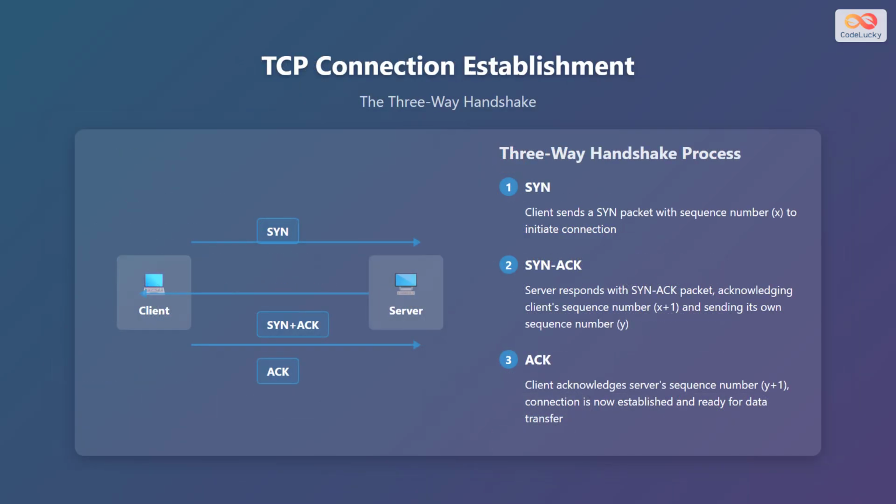Transmission Control Protocol connection establishment happens with a three-way handshake. This is how it works. First, the client sends a synchronize packet with a sequence number, indicated by X, to initiate the connection. Second, the server responds with a synchronize-acknowledgement packet, acknowledging the client's sequence number as X+1, and sending its own sequence number, indicated by Y. Finally, the client acknowledges the server's sequence number as Y+1. The connection is now established and ready for data transfer.